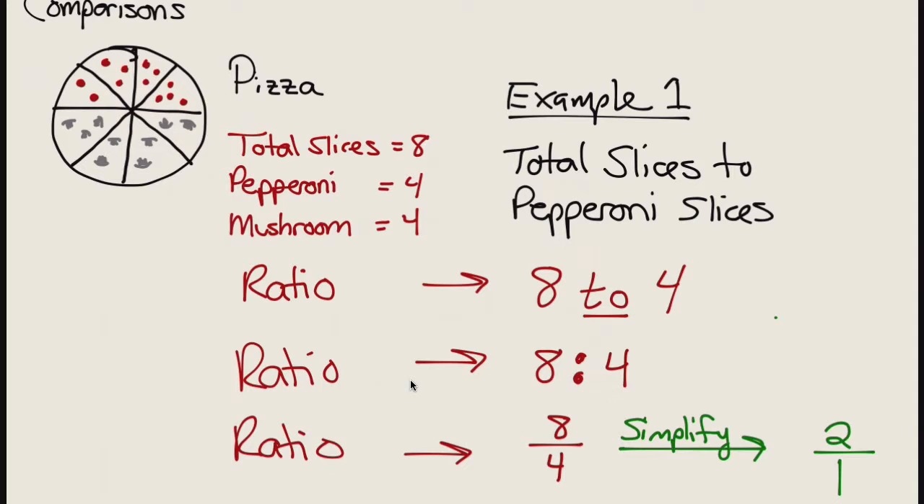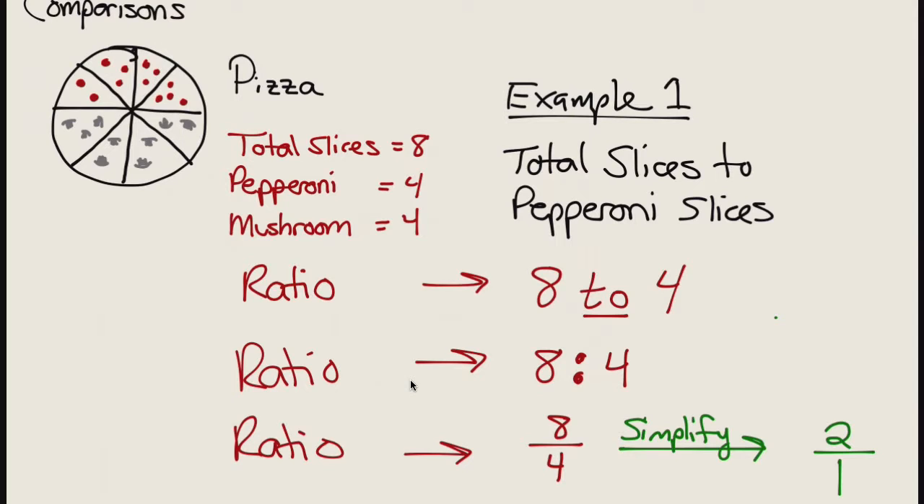Well, we would say that there are twice as many total slices as there are pepperoni, but we aren't necessarily going to write this differently, okay? We want to keep it in terms of 2 over 1, because if we lose the 1, it's no longer a comparison. So ratios are always going to be written with the word to, with a colon, or as a fraction, no matter if it's over 1. That's the tricky thing about ratios, okay?